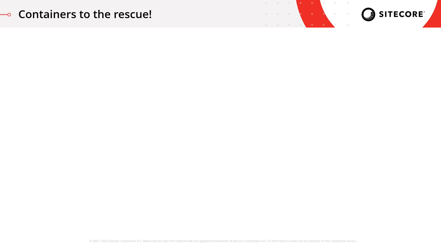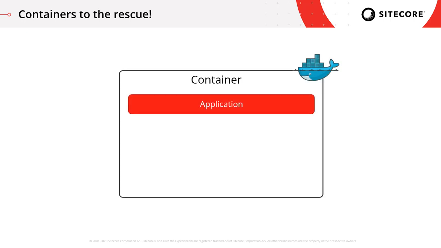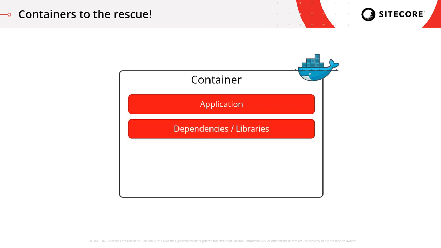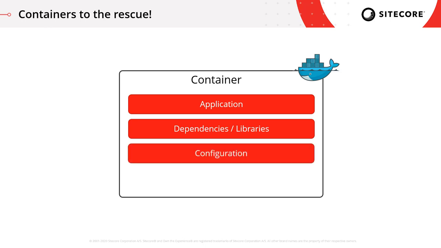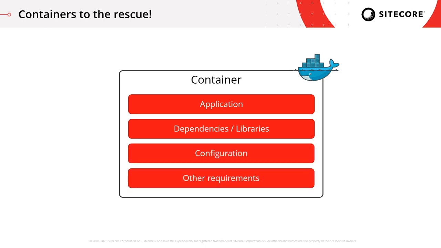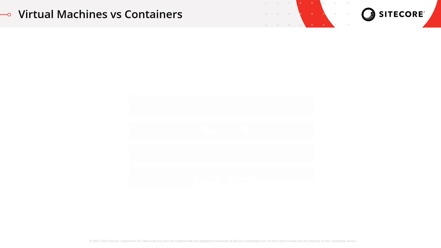When you deploy a container, you obviously deploy your application inside of it. But that's not all. You also package up all of the dependencies and libraries the application needs, all of its configuration, and any other requirements that the application has to run. Now, this may sound a little bit like a virtual machine, but there's some crucial differences between how virtual machines run and how containers run.